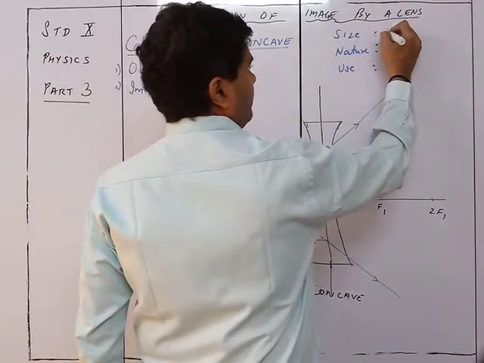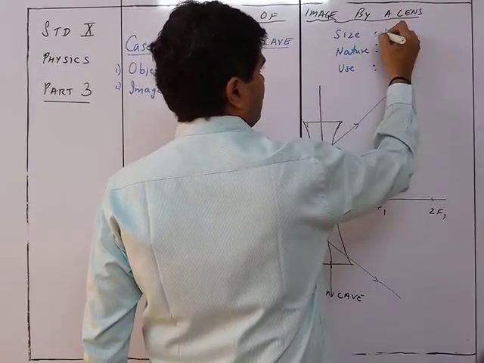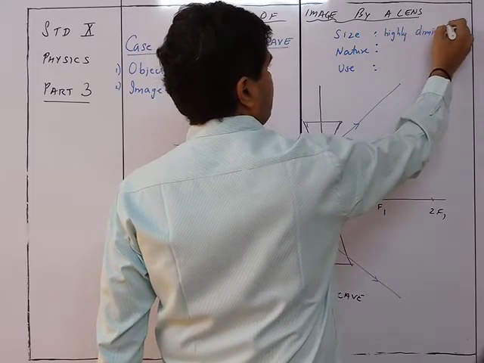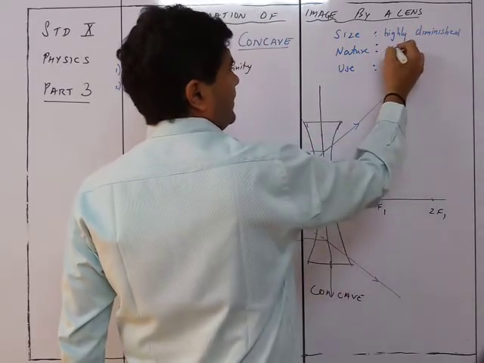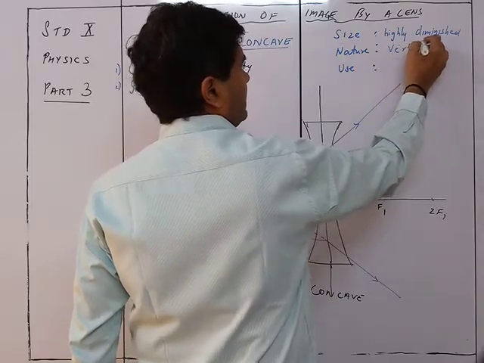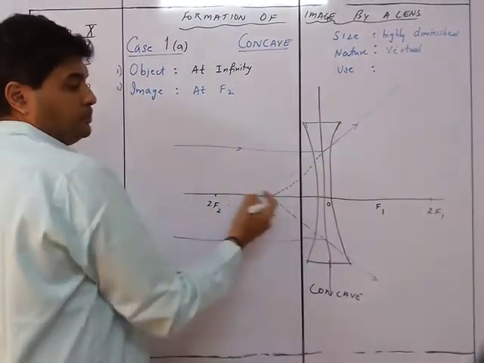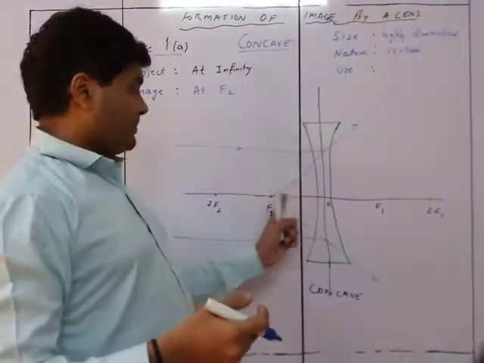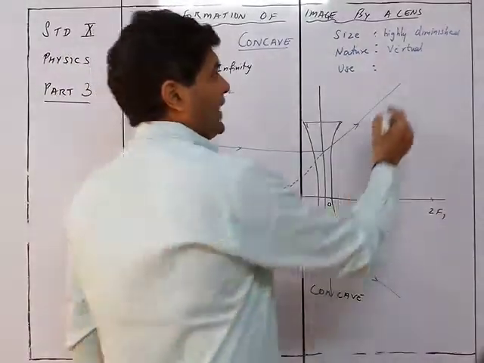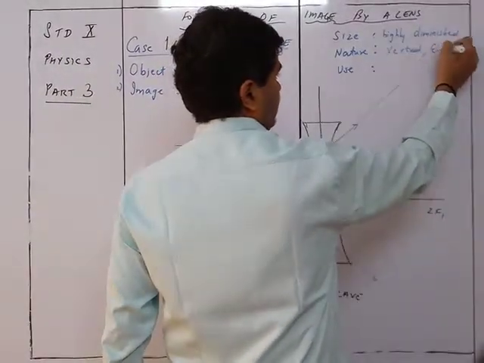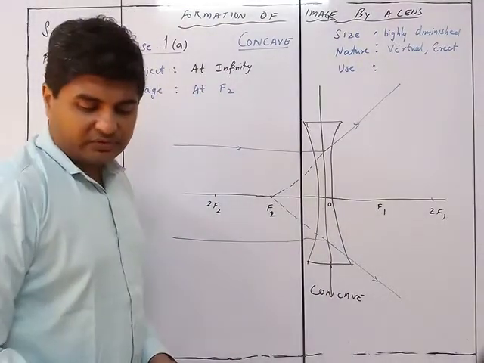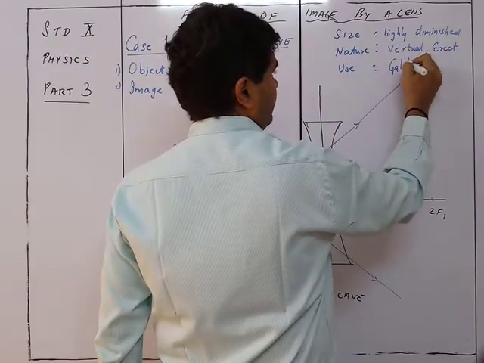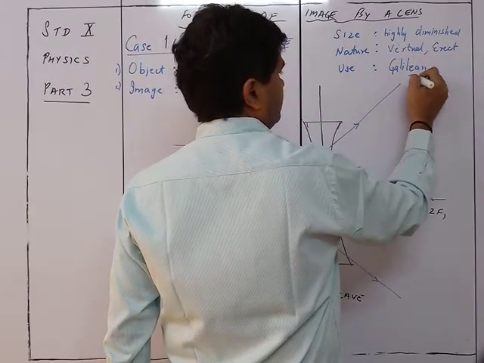size highly diminished, nature virtual. Why virtual? Because these are dotted lines. This is not actual intersection of the lines. We have considered them to be coming from this point. That's why virtual, and if it is virtual, it will always be erect. So virtual erect, and the use of this is in Galilean telescope. So it is Galilean telescope.